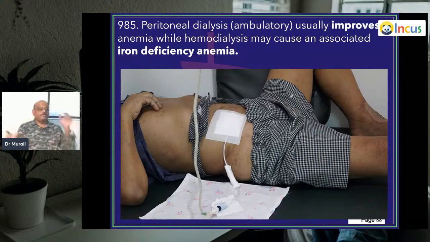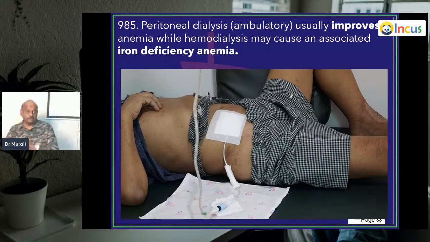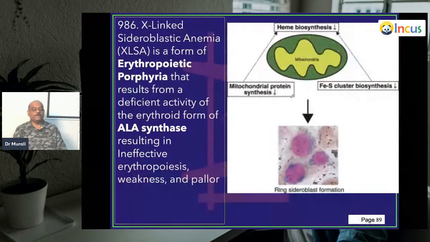But there are two types of dialysis: peritoneal dialysis versus hemodialysis. In hemodialysis, there is direct blood to blood exchange. So there is a great chance of losing blood. In fact, hemodialysis can promote iron deficiency anemia. Whereas peritoneal dialysis that we do, ambulatory, can improve anemia. But neither of them will reverse the inability of the kidney to produce erythropoietin. That's a point you need to appreciate.